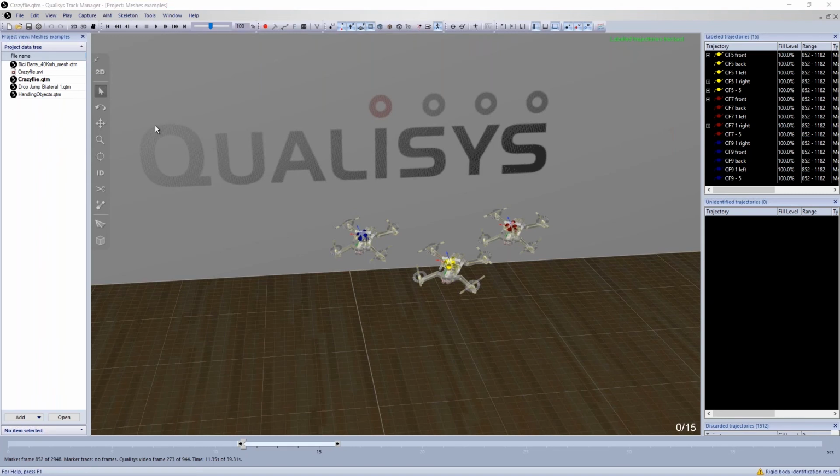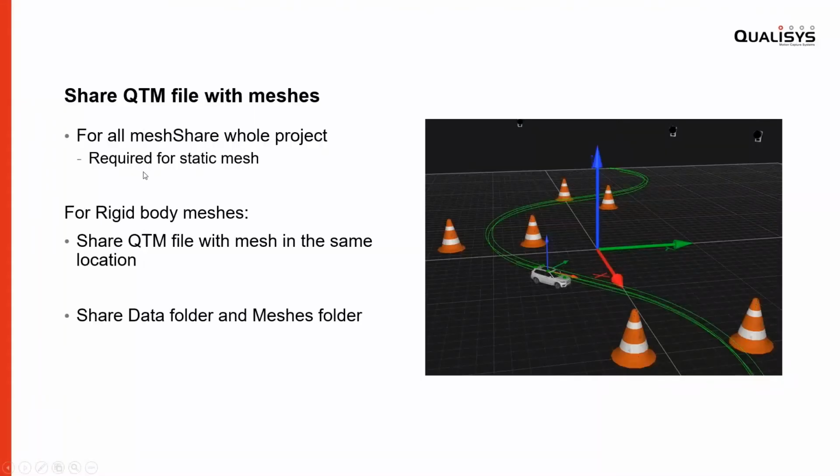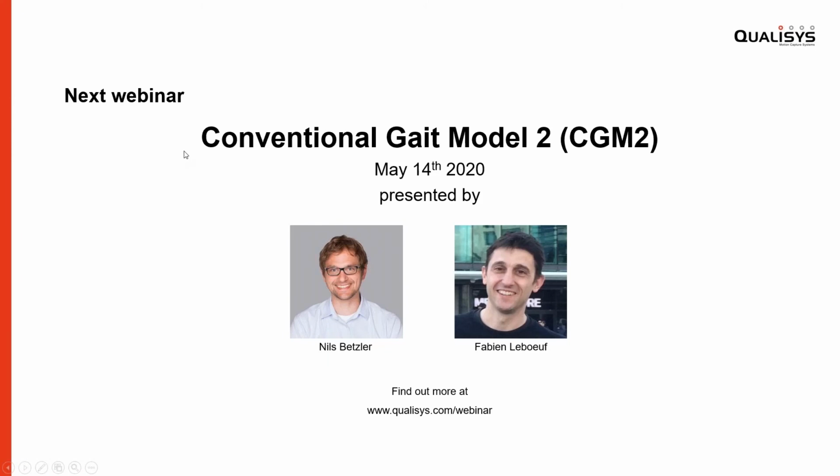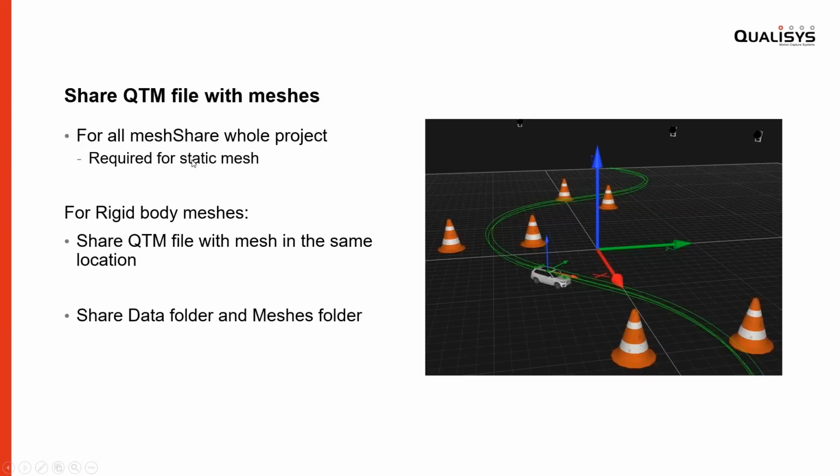So the easiest way to do that is, of course, to share the whole project, and then you will always be able to open it and see exactly what was there, and that is actually required if you have a static mesh, because that's only saved in the project options, nowhere else.